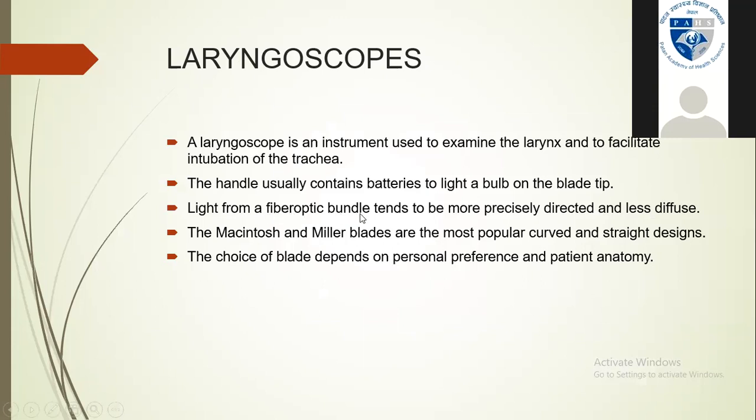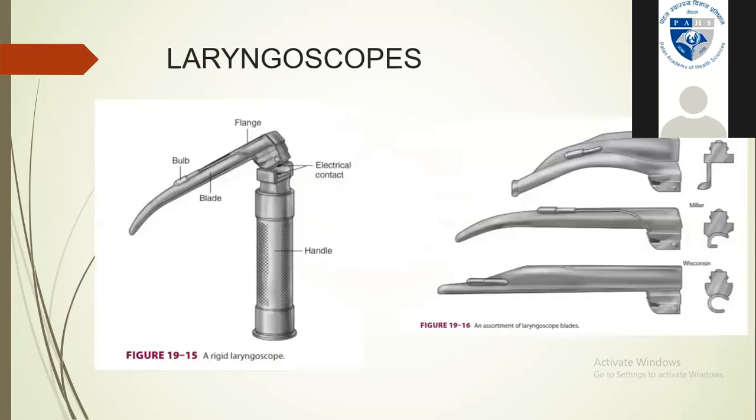Light from a fiber optic bundle tends to be more precisely directed and less diffused. And there are two types of blade commonly used: Macintosh and Miller blade. Depending on the design of the blade, they have been named. So Macintosh is a curved blade, and Miller is a straight blade, as we can see in the figure.